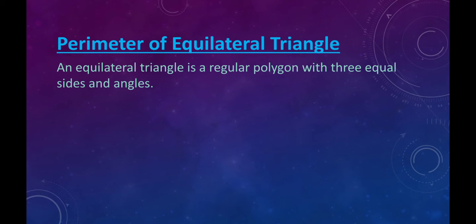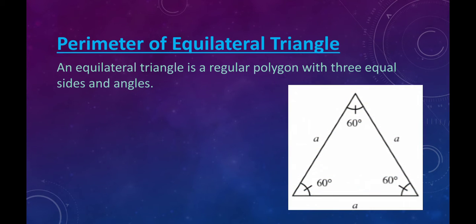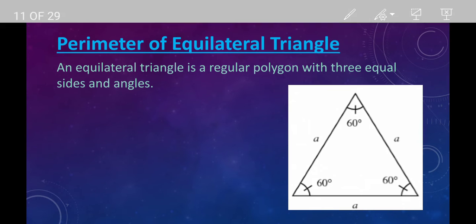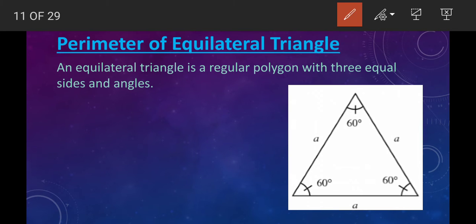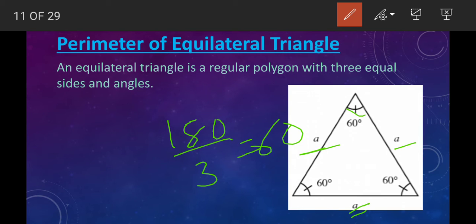Next, come to the perimeter of an equilateral triangle. An equilateral triangle is a regular polygon with 3 equal sides and equal angles also. Here the 3 sides are equal, which we have taken as A. As you know, the sum of angles of any triangle is 180 degrees. If we divide that by 3, 180 divided by 3, we get 60. So each angle becomes 60 degrees. Clear?